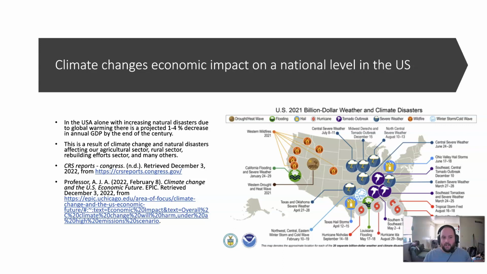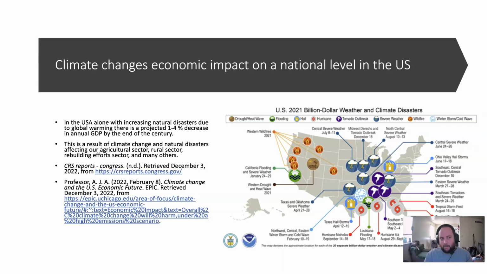Climate change's economic impact on a national level in the U.S. So, we're going to look specifically at the national level. We're going to look at the U.S. as a whole, right? In the USA alone, with increasing natural disasters due to global warming, there's a projected 1 to 4% decrease in our annual GDP, which is how much money our whole nation makes, by the end of this century.